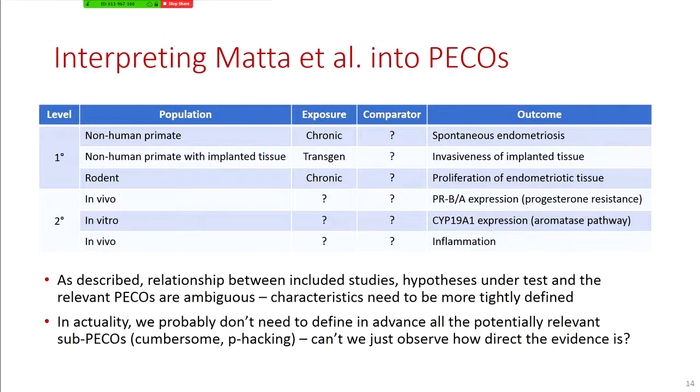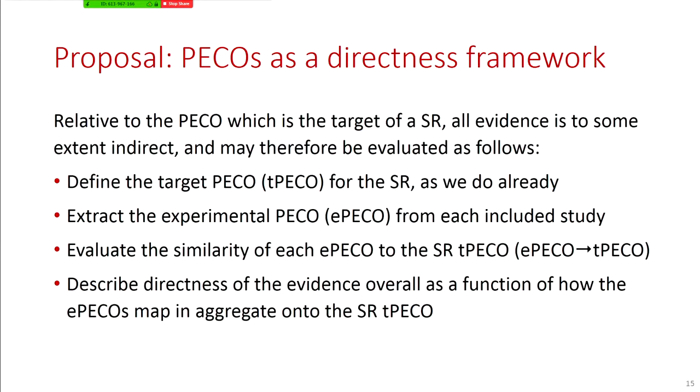So it might just be easier to observe how direct the evidence is. So how do we do that? Well, I would propose that we can use PICOs as a directness framework, or a framework for external validity. Relative to the PICO, which is the target of a systematic review, we assume that, to some extent, all evidence is indirect, and you can therefore break it down or evaluate it in the following way. We define our target PICO, the T-PICO for the systematic review, which we do already, so we should be familiar with that.